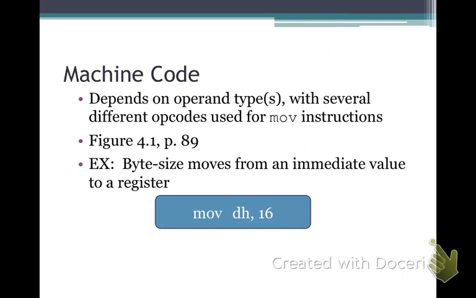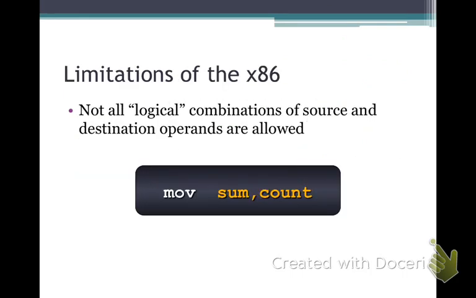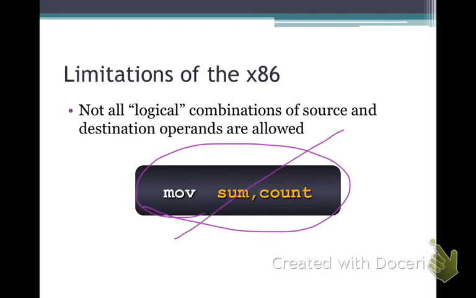For now, let's go back to something I mentioned as part of the rules for any of the instructions, but in particular the move instruction. And that is, not all logical combinations of source and destination operands are allowed. For example, it is not allowed for me to go from memory to memory. Not allowed at all. Okay?